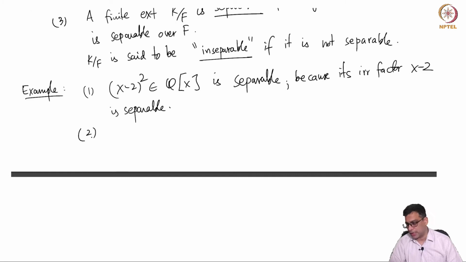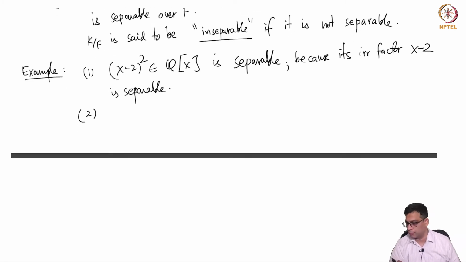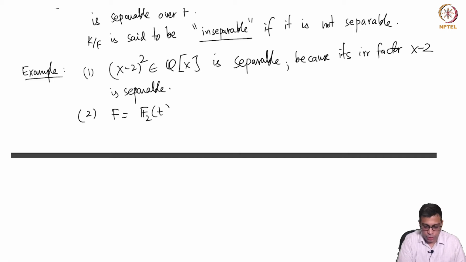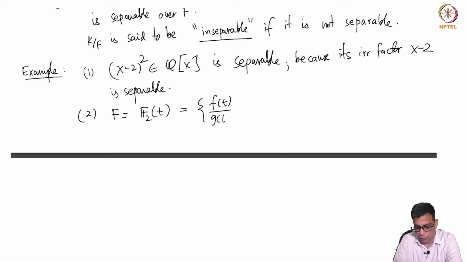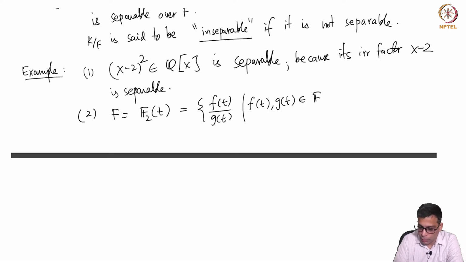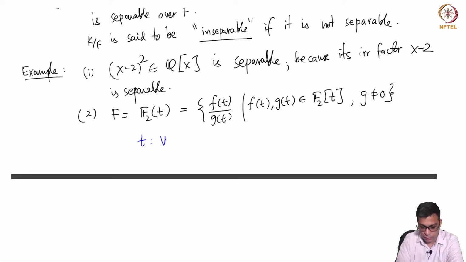A more interesting example, in fact, every polynomial of Q[x] is separable, as we will discuss very soon. But a more interesting example is this. So let's take F to be the rational function field over the finite field F2. So this is all ratios of polynomials like this, in the polynomial ring, and of course g must be non-zero. So here t is a variable.